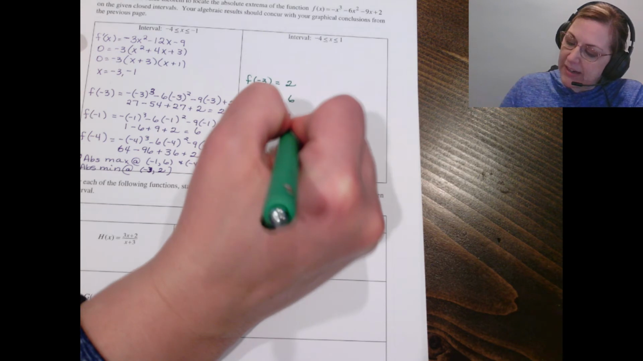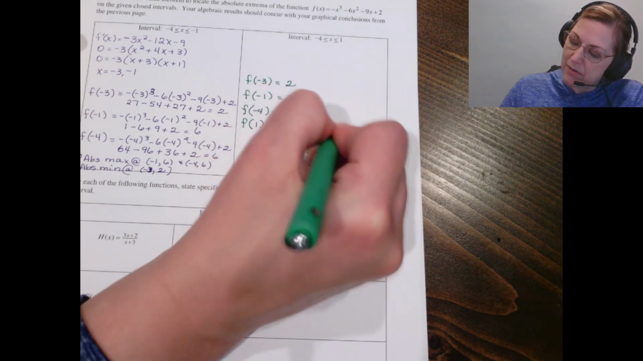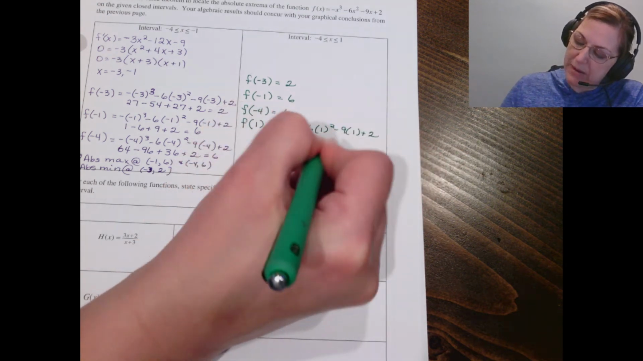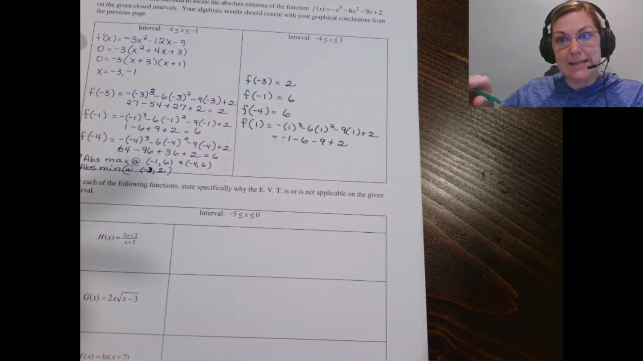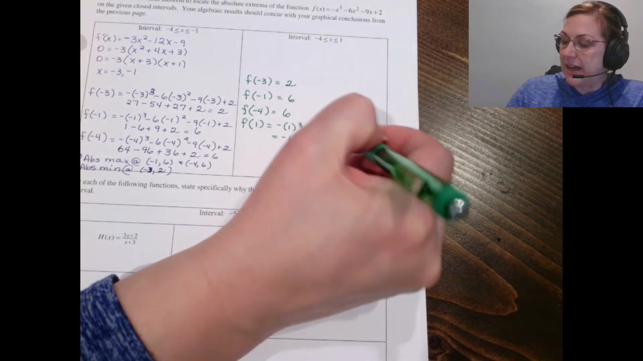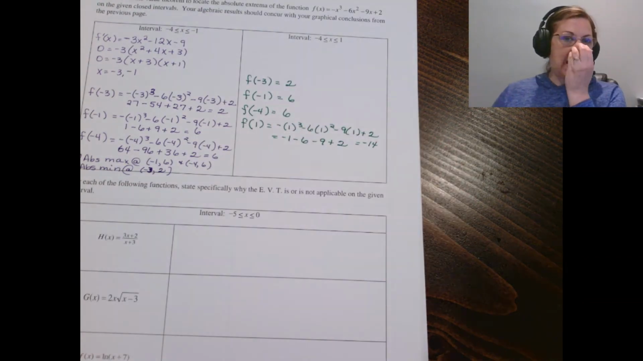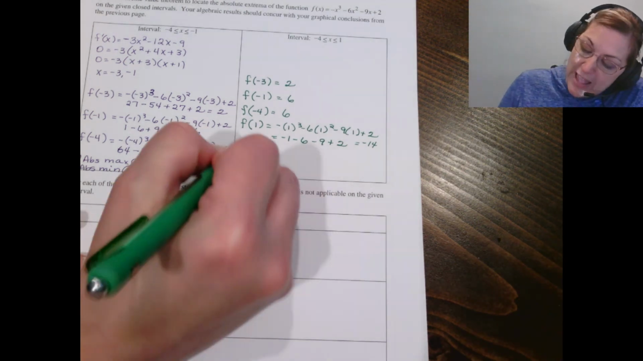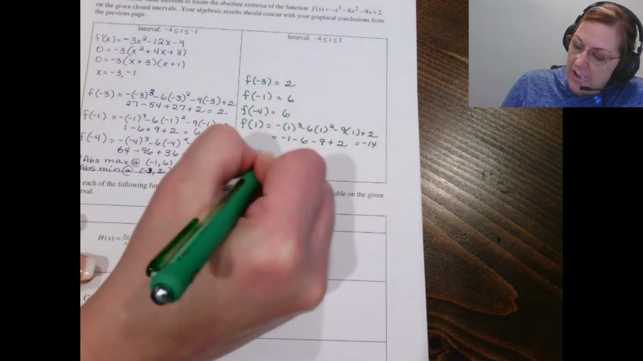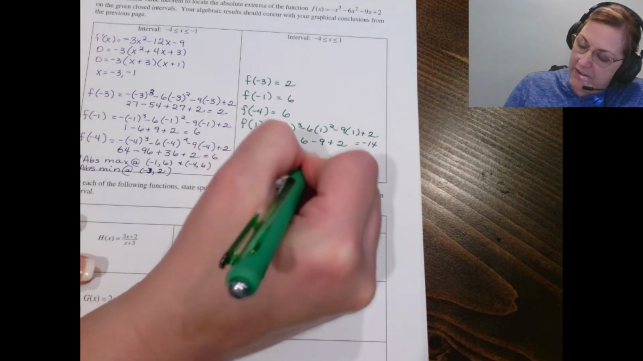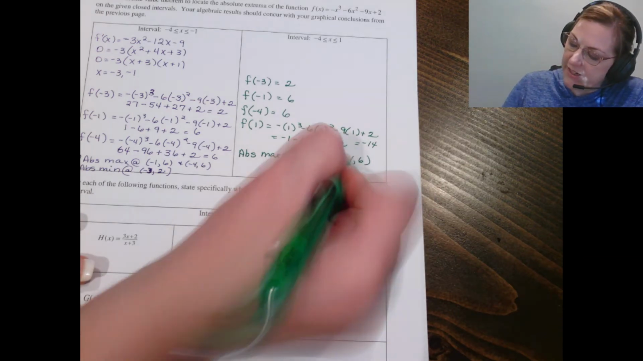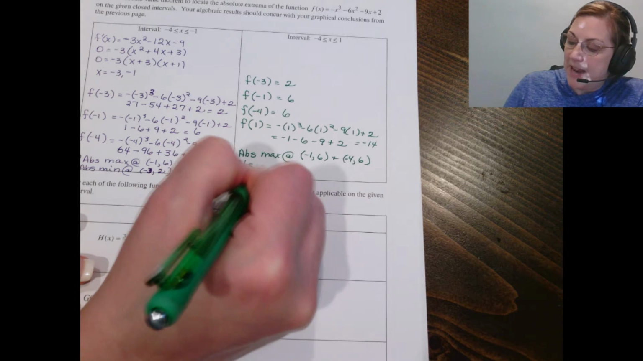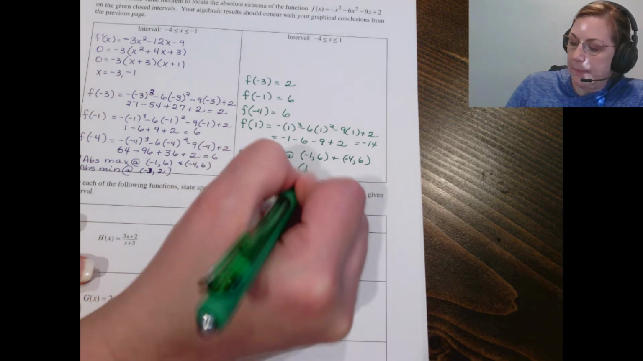And let's see what that gets me. So that's negative 1 minus 6 minus 9 plus 2. So negative 1 minus 6 is negative 7, minus 9 is negative 16, plus 2 gives me negative 14. So notice that my absolute minimum now has changed, but my absolute max hasn't. I still have an absolute max at negative 1, 6 and negative 4, 6. And my absolute minimum now is at 1, negative 14.